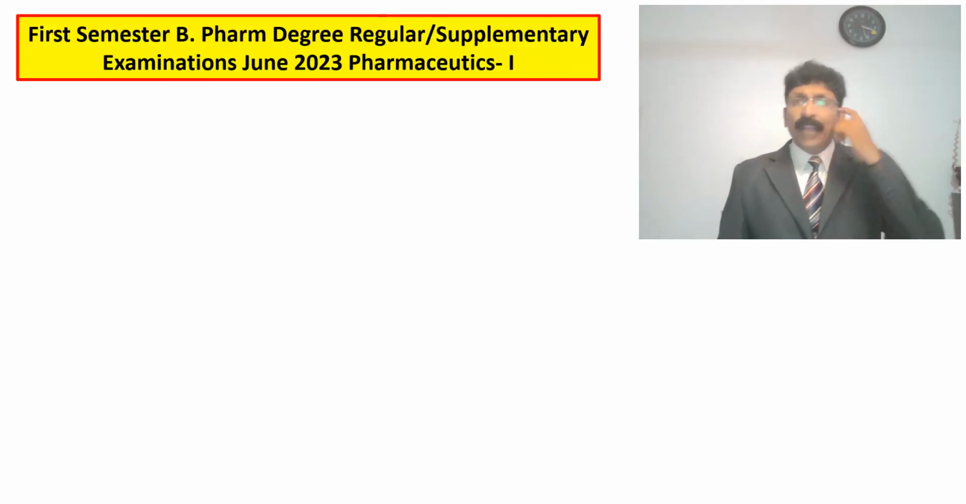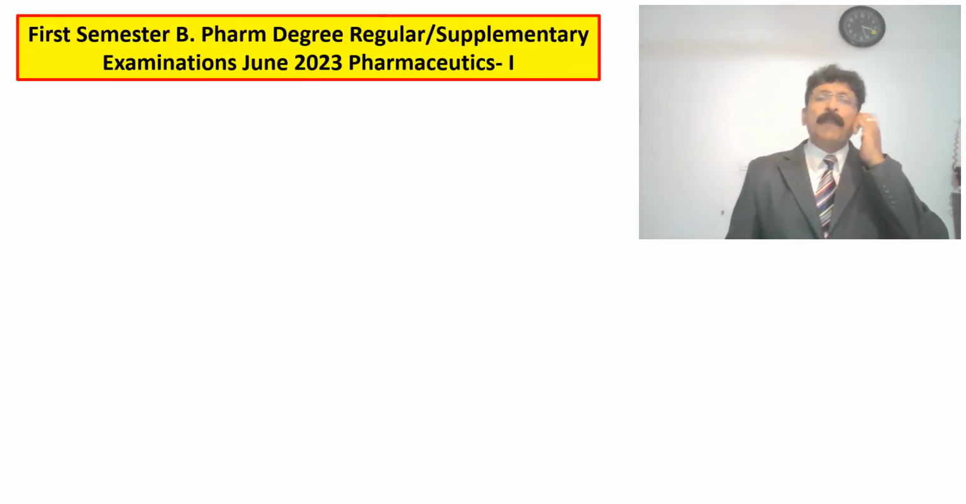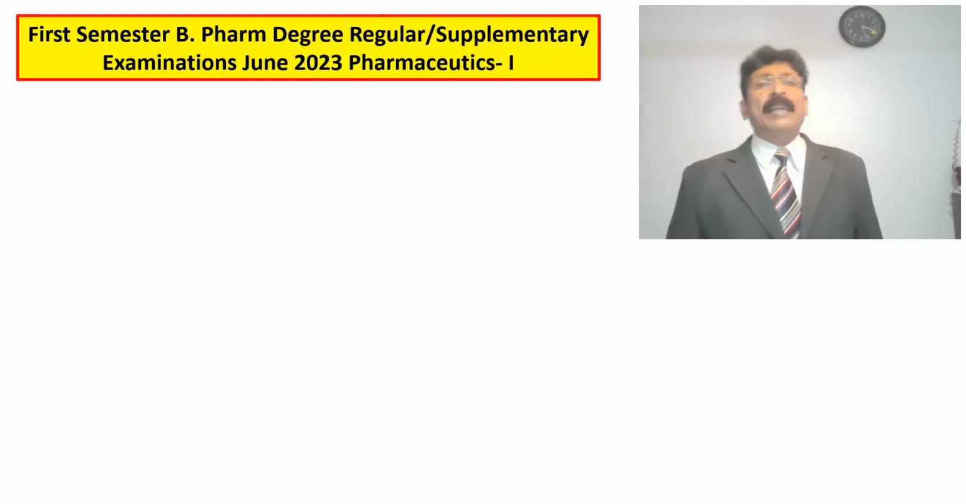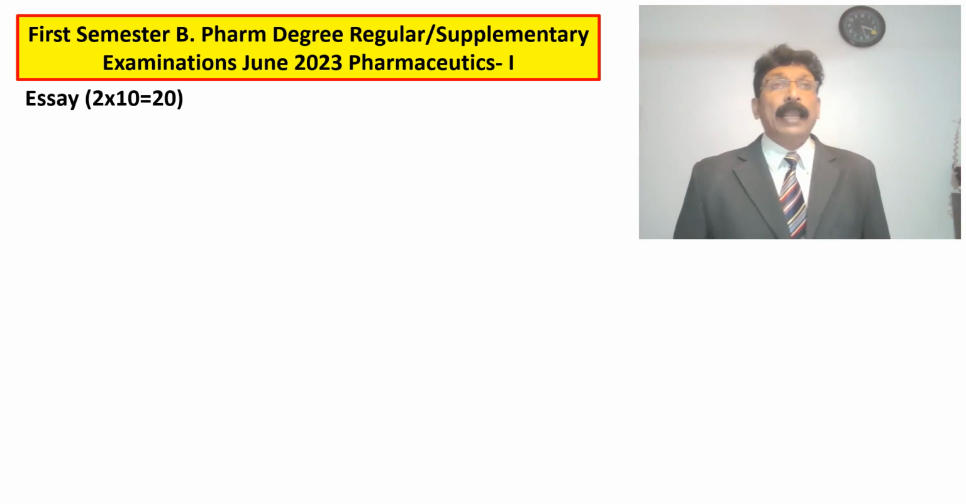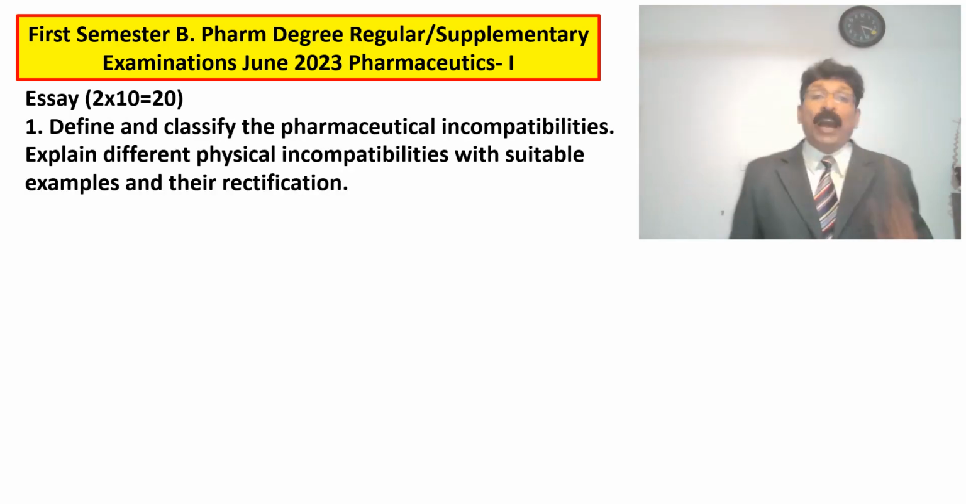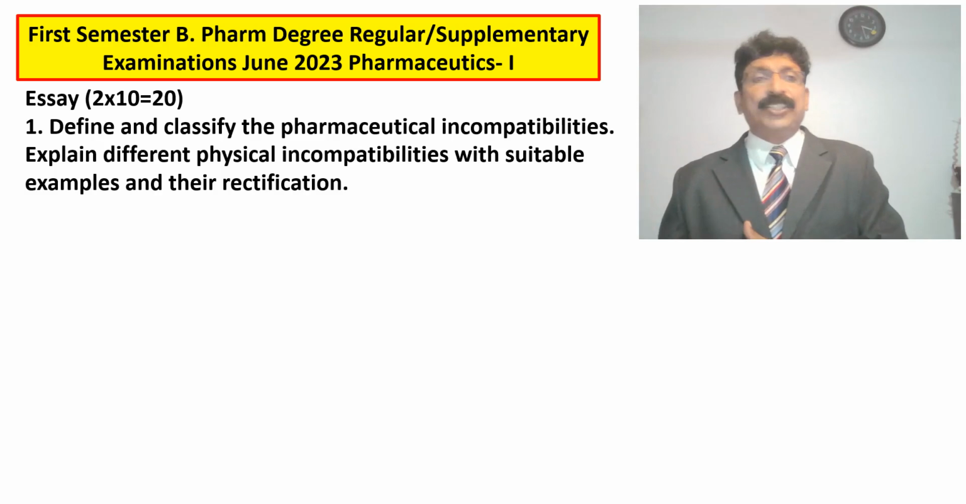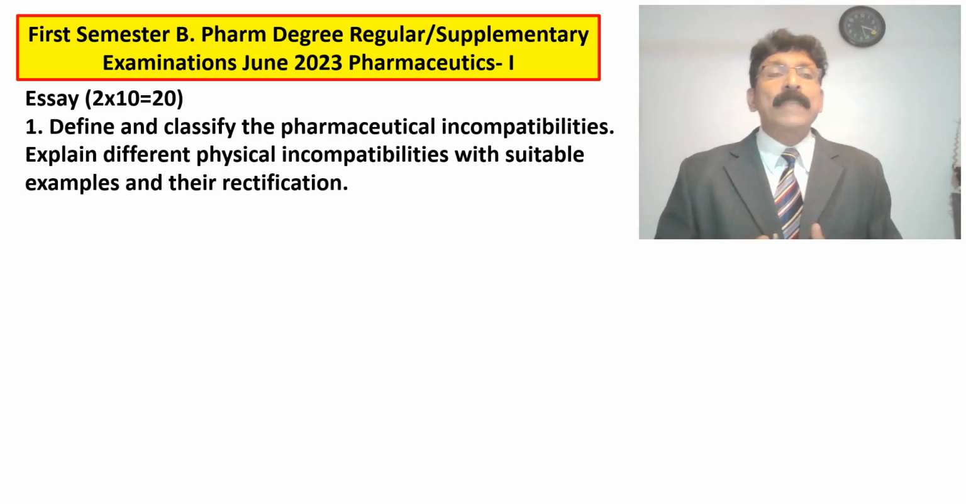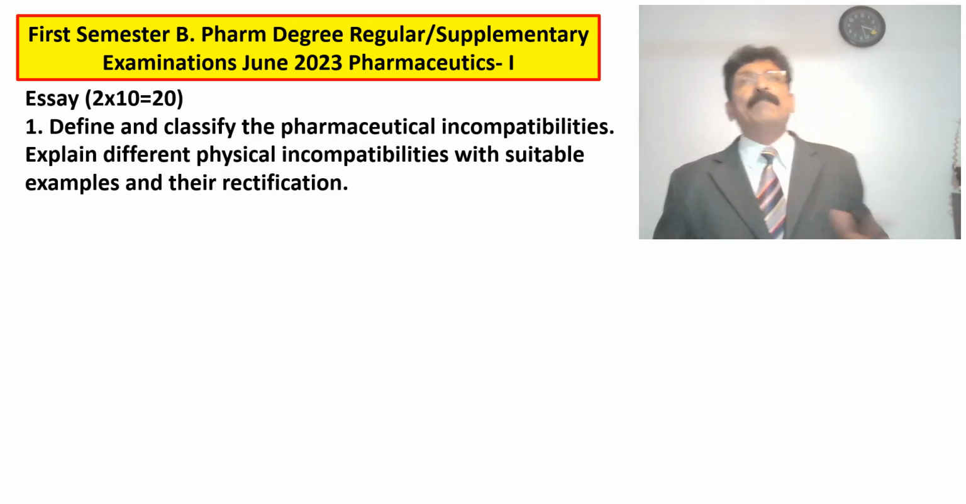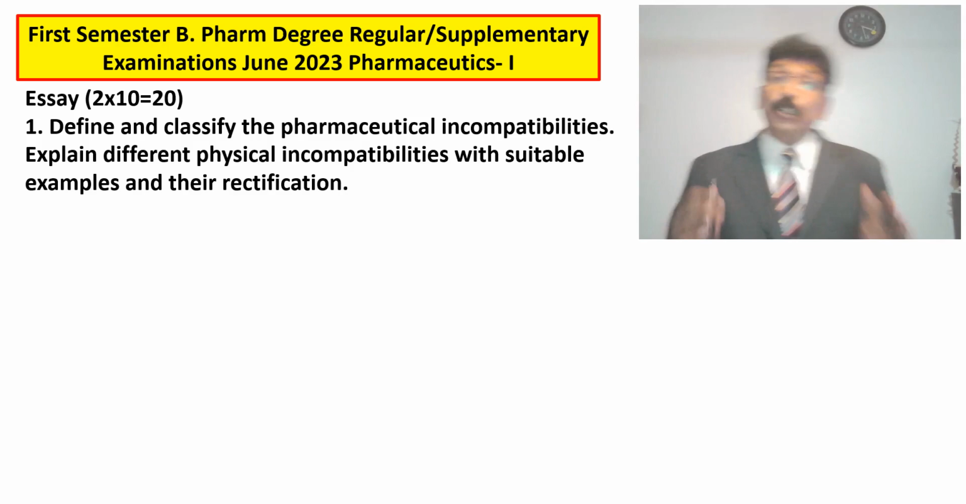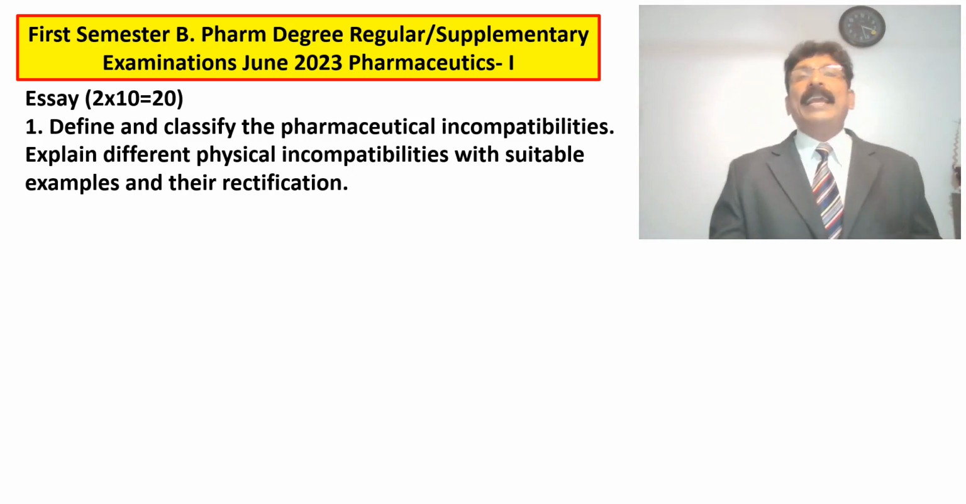And you can see the next question paper. First year B Pharmacy degree regular and supplementary examination June 2023 for Pharmaceutics 1. Essay question 2, they have asked: define and classify the pharmaceutical incompatibilities. Explain the different physical incompatibilities with suitable examples and their rectification.